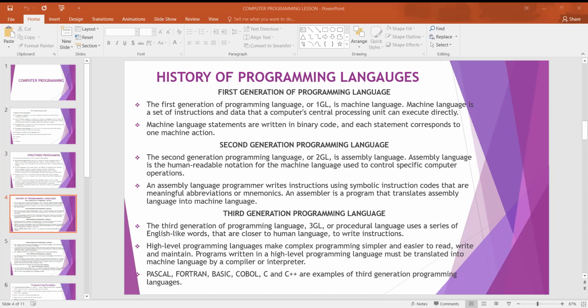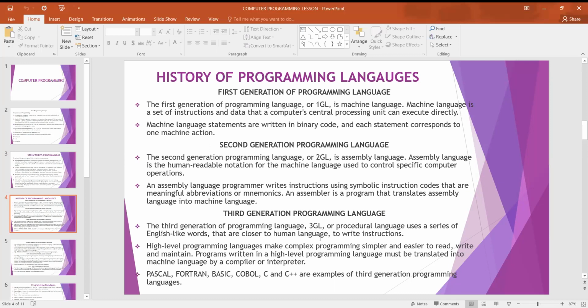So we can proceed. I was talking about the machine language as the first programming language that was designed. It was written in binary digits, the zeros and the ones, and it was only understood by the machine. Then we have the second generation, which involved the development of the assembly language. Assembly language was more friendly and in human readable notation.